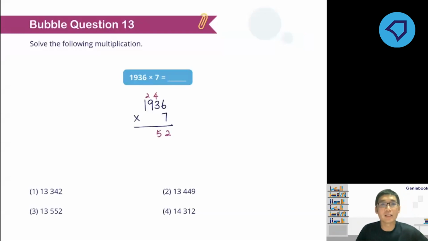Bring up the 2. 9 times 7 is 63. 63 plus 2 is 65. So put a 5 here, bring up the 6. And last but not least, 1 times 7 is 7. 7 plus 6 is 13. So the answer is 13552.